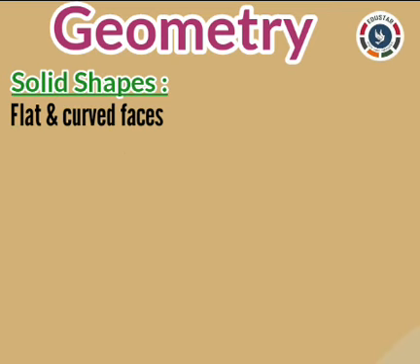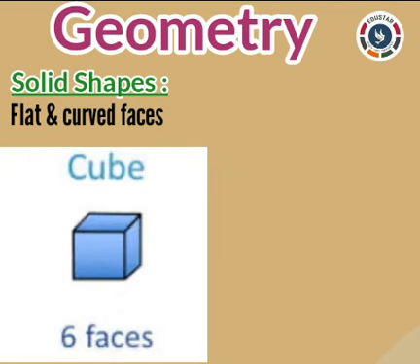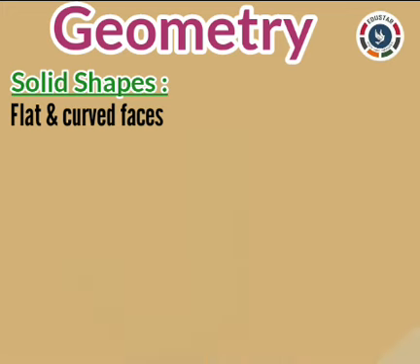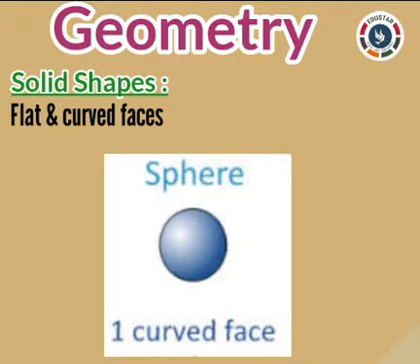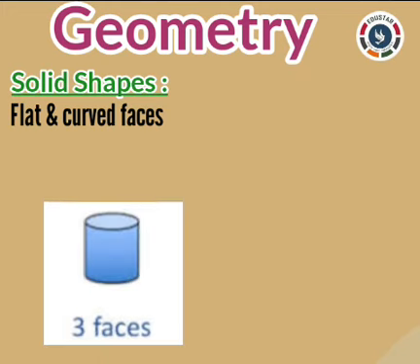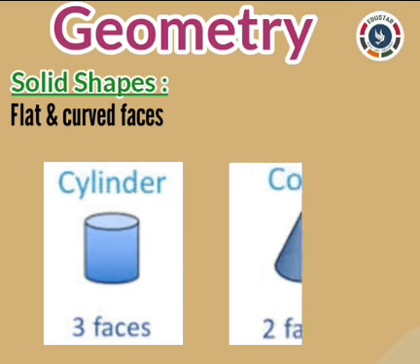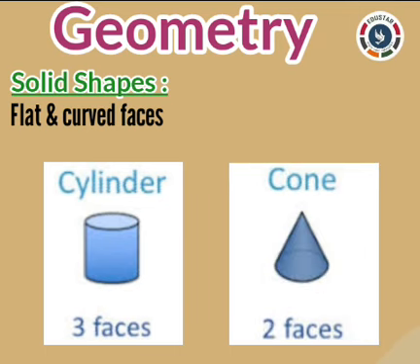Now look at these figures. This one is a cube and this one is a cuboid. A cube and cuboid have flat faces. They have no curved faces. Next, sphere. A sphere has a curved face. It has no flat faces. Now see these figures. This one is a cylinder and this one is a cone. A cylinder and a cone have both flat and curved faces.